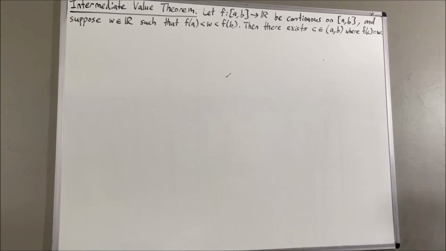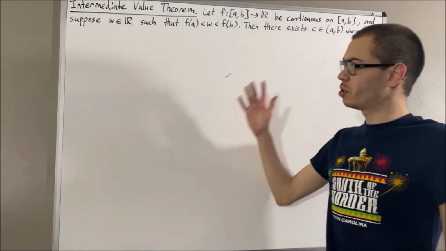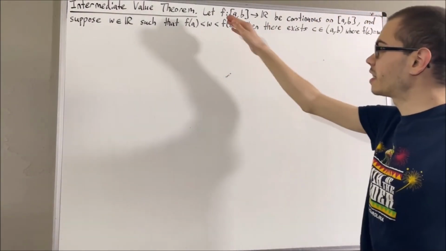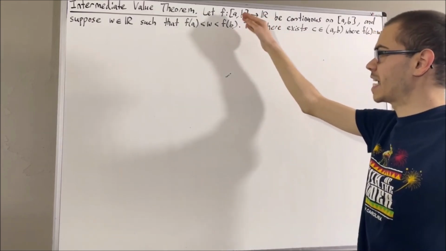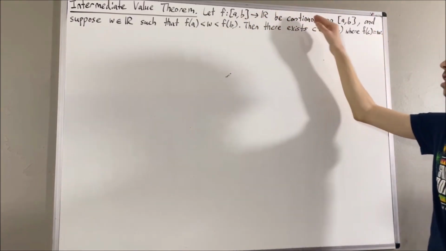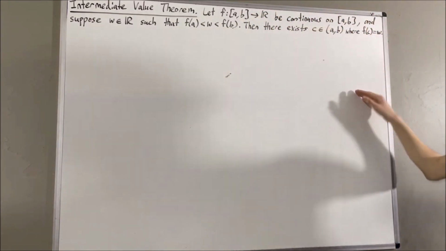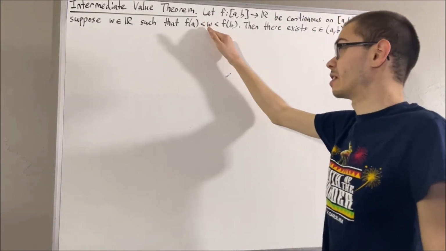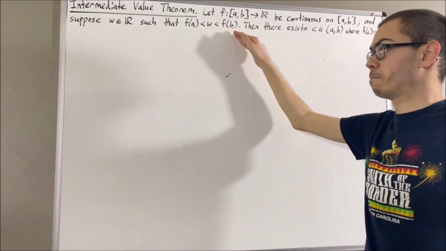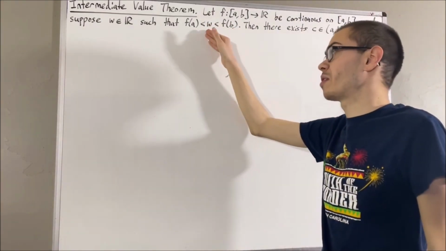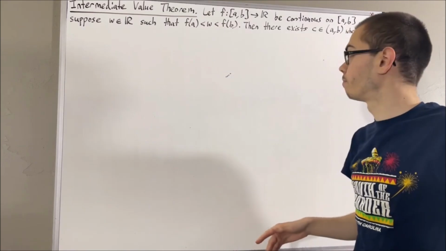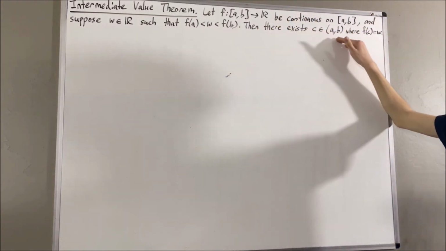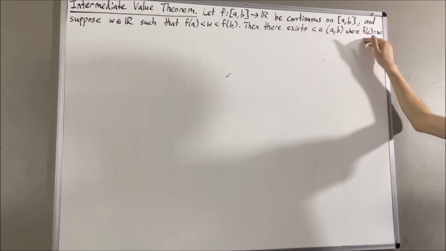Hello! In this video, we're going to prove the intermediate value theorem, which says the following. Let f be a function from the closed interval [a, b] to R, and f is continuous on [a, b]. And suppose w is a real number such that f(a) is less than w is less than f(b), or we can have f(a) greater than w greater than f(b). Then there exists an element c in the open interval (a, b) such that f(c) is equal to w.